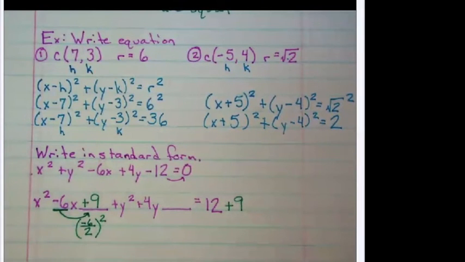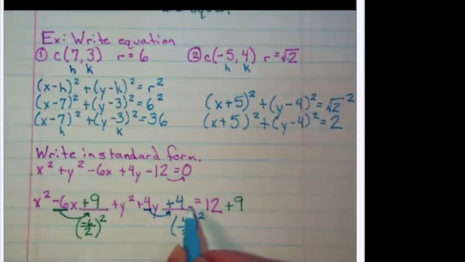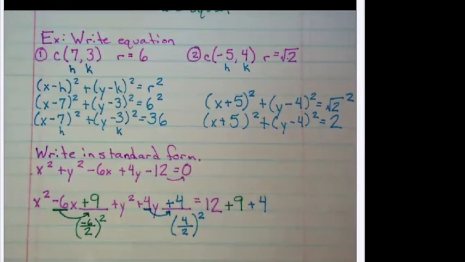We do the same thing for the y part. Whatever the coefficient of the y term is, to figure out what we're adding, we're going to take that number, divide it by 2, and square it. So 4 divided by 2 is 2. 2 squared is 4. So I'm going to add 4 right here. And if I add 4 on this side, I've got to add 4 on the other side. Now, so far, it seems kind of random, but it's going to end up looking exactly the way we want it to.